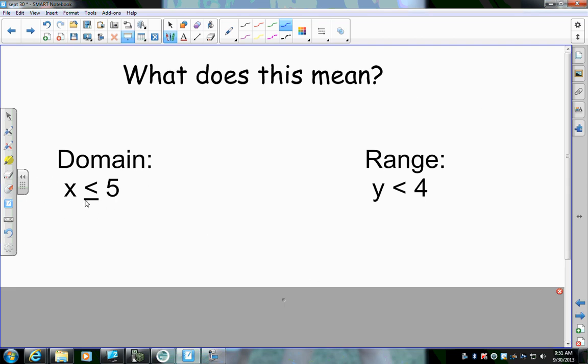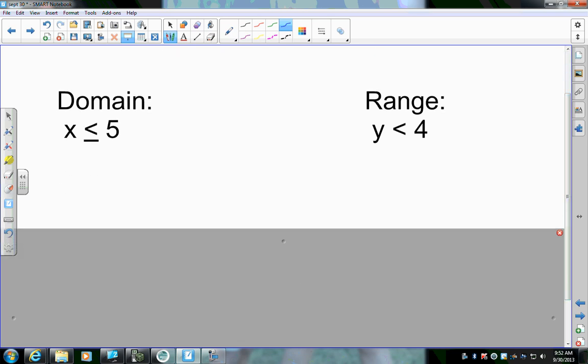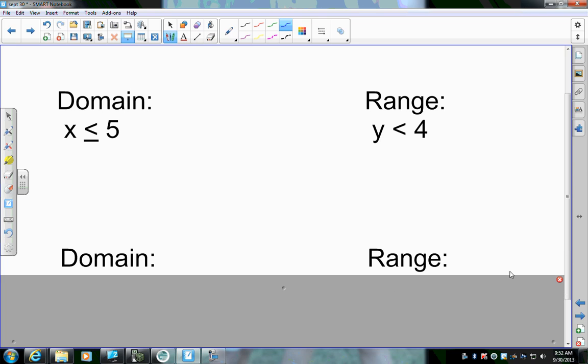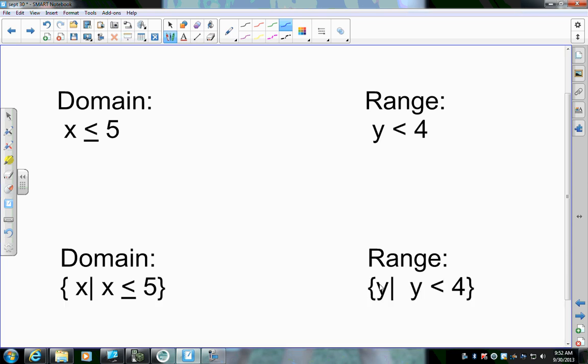This time when I see something and it says domain, x is less than or equal to 5, and range is less than 4, they're just showing you another way of writing it here. But for example, on the domain being less than or equal to 5, at 5, I would have a closed circle at 5. If it was less than, I would shade to the left.